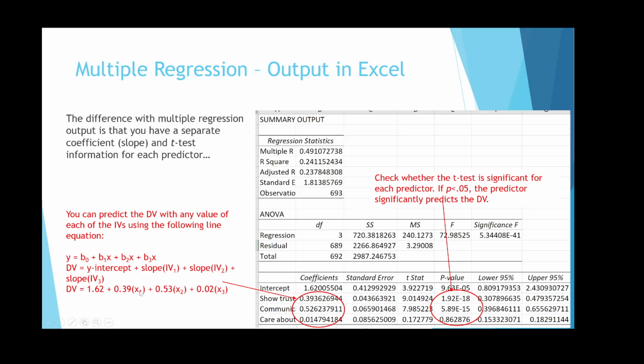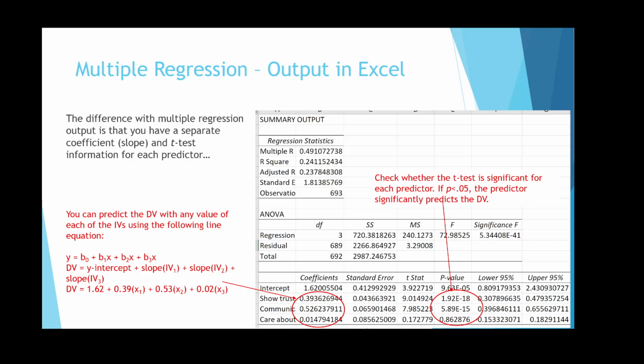So you can plug in a certain value. You can say, hey, I have this new employee. They filled out this survey. They had a show trust rating of 3. So I'm going to plug in 3 for X1. They had a communicates what is expected of me value of 4. So I'm going to plug in 4 for X2. And they had a care about me as a person value of 1. So I'm going to plug in 1 for X3. Do the math, and you can predict what their happiness is going to be.